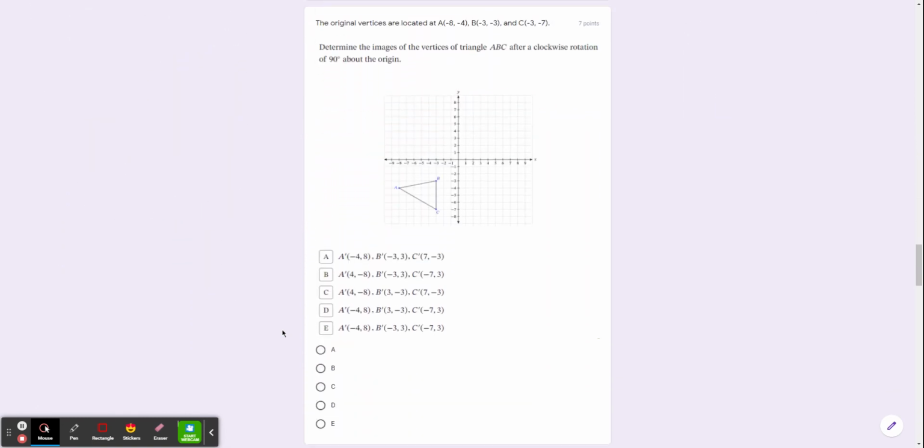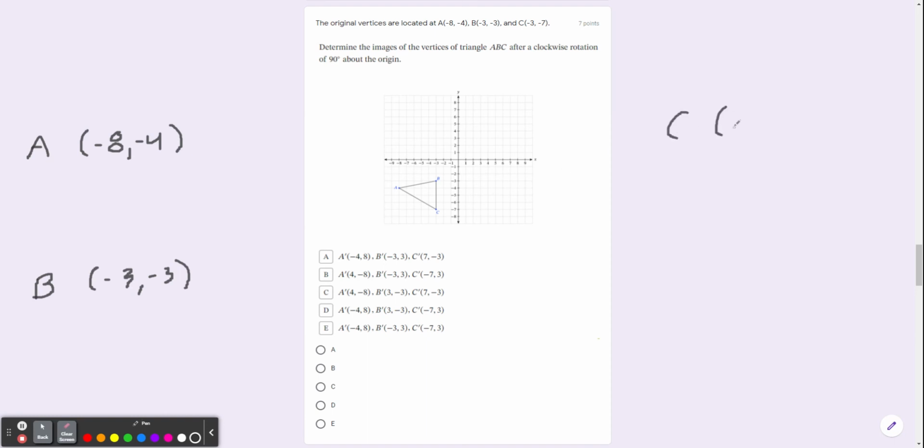All right, let's try it here. So this one says the original vertices are located at A, which is negative 8, negative 4, B, negative 3, negative 3, and then C, negative 3, negative 7. So let me write those down. A was at negative 8, negative 4. B was at negative 3, negative 3. And C is at negative 3, negative 7.